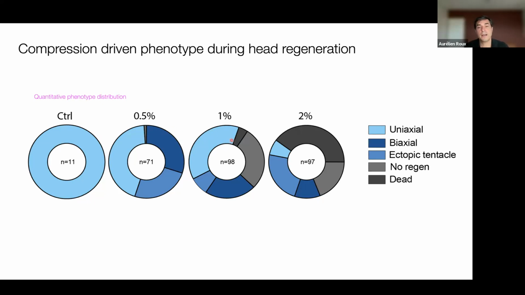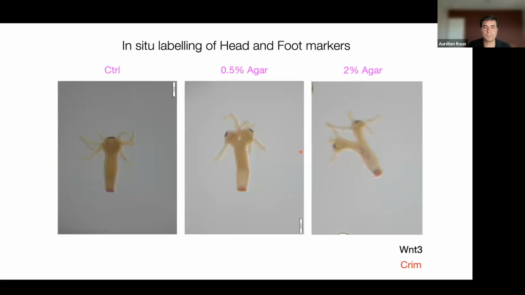If you increase the agar concentration to 1%, you see actually a higher proportion that do not regenerate, and I'll come back to that. A small proportion that dies, and then all the other proportions are reduced, essentially. And at 2%, then death becomes the majority. You kill the animals by dissociation, essentially. So this is to show you that you can also release the animals after compression. They keep on growing, and after a few days, they look like very normal animals.